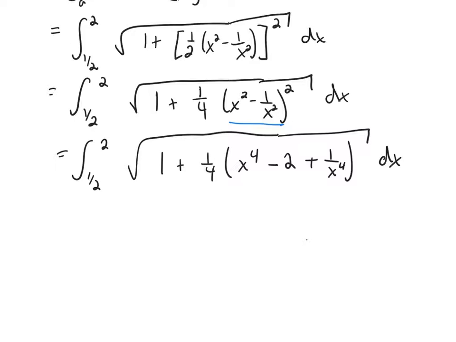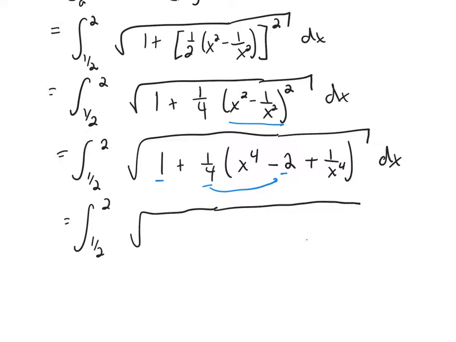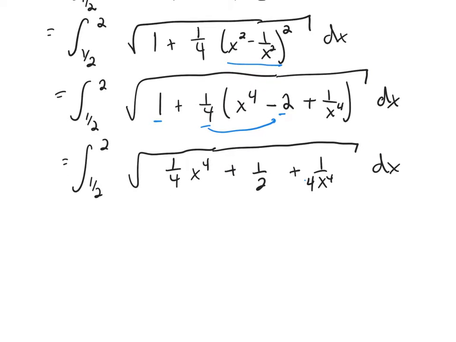And now we're going to combine this 1, and then this is really a negative 1/2. So I'm going to add those together to get a positive 1/2. One-fourth, okay. And then I can factor out a 1/4 out of all of my terms.